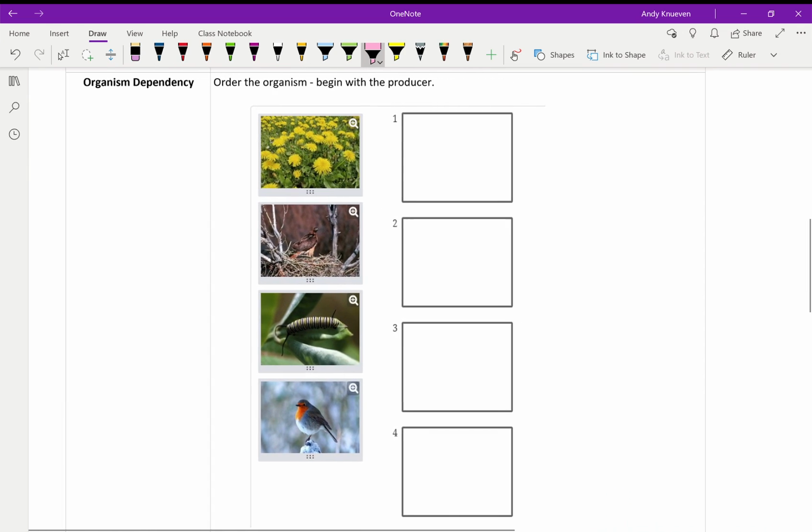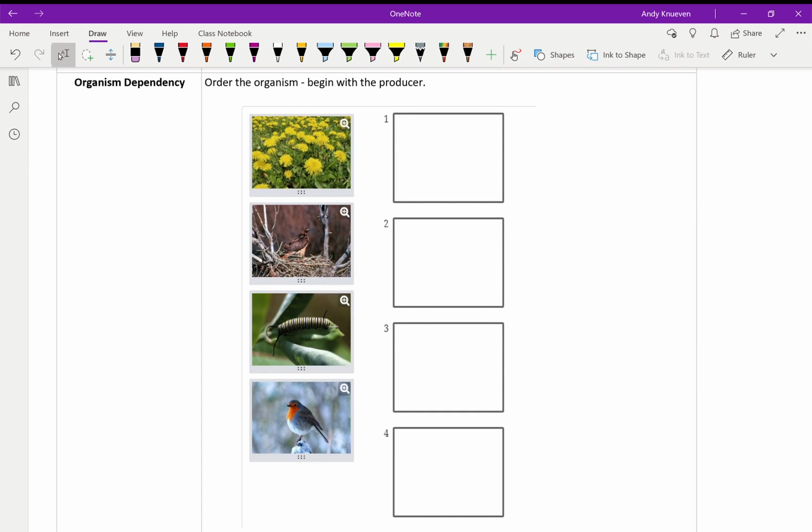So we have organism dependency. All things need each other to survive. And unfortunately, in the circle of life, some things don't survive because other things need to eat them to live. We eat things to gain energy. So we're going to make a very basic food chain here. The first thing is we have a set of plants. These plants are the first thing, and we would call those producers.